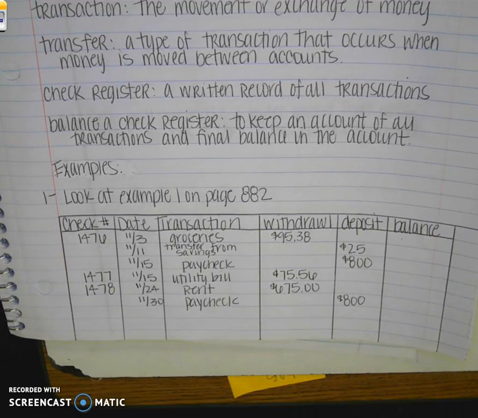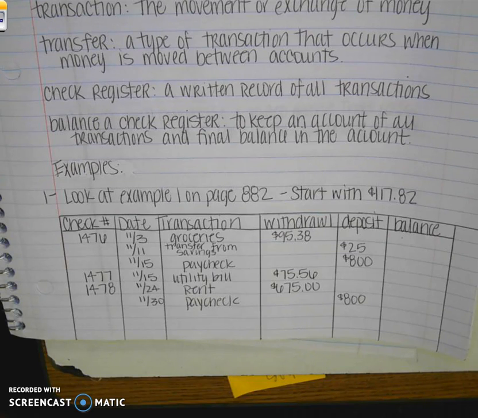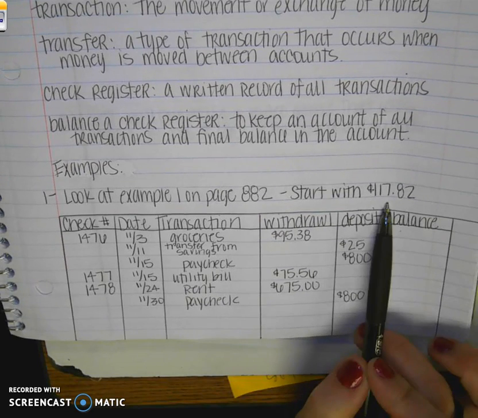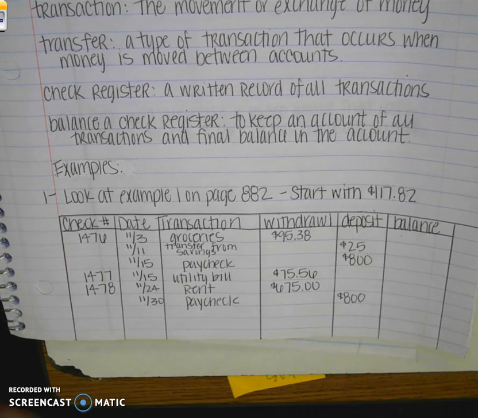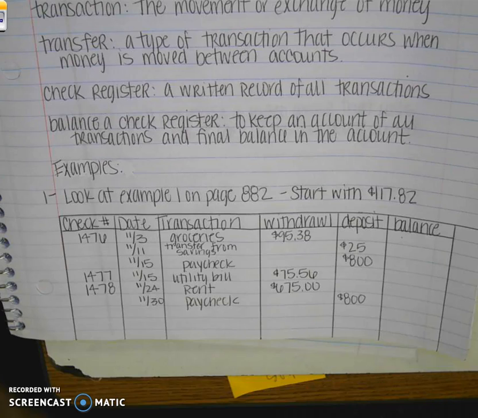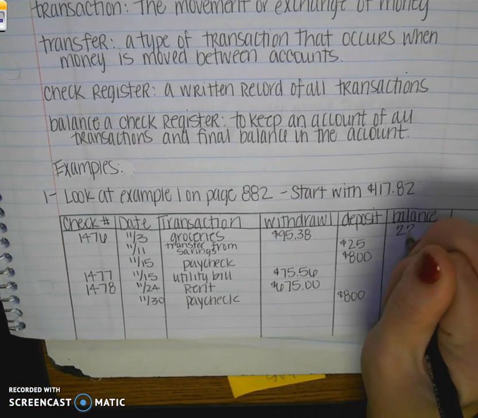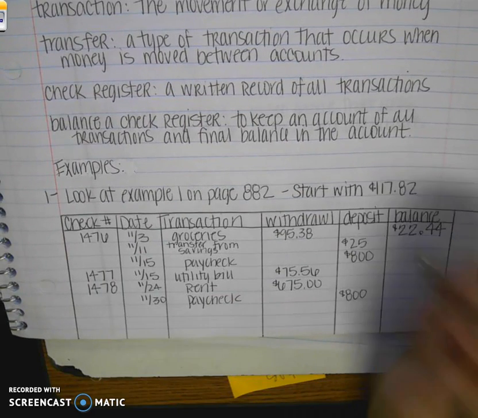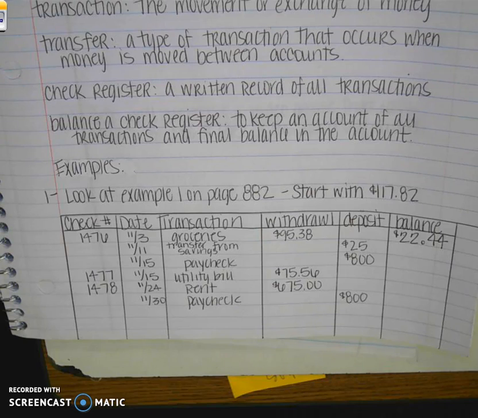So the first thing that this person does is they are going to withdraw $95.38. If you look right here, it tells me that their starting balance on their account is $117.82. So I'm going to take the $117.82, and from that, since it's a withdrawal, I'm going to take away $95.38. That would tell me that now I have a balance of $22.44 in my bank account. Okay, so I went to H-E-B, spent $95 on groceries. They took that money out of my account.